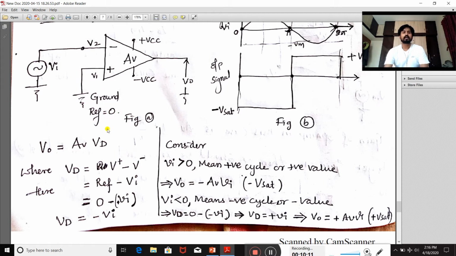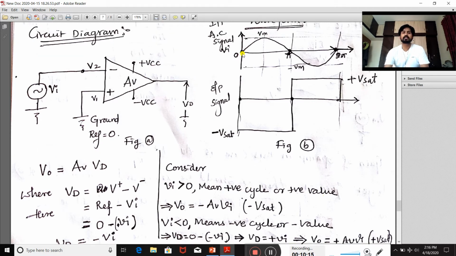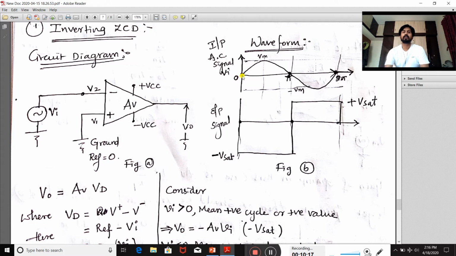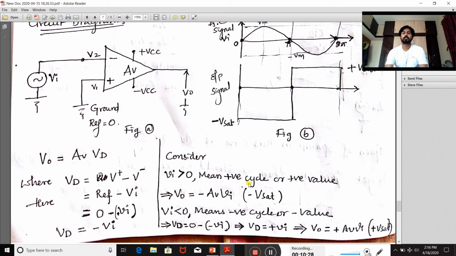Now consider the case when this input source signal is greater than 0. That means what? That is the positive cycle, that means a positive value. That means this is the input AC signal. When Vi is greater than 0, it is above the 0 level, hence it is greater than 0. When Vi is a positive value, the difference voltage Vd becomes minus Vi.